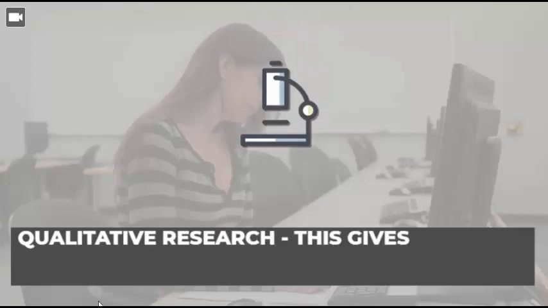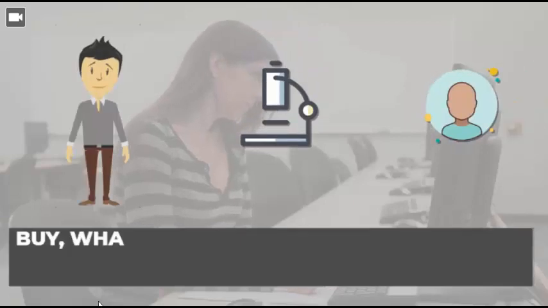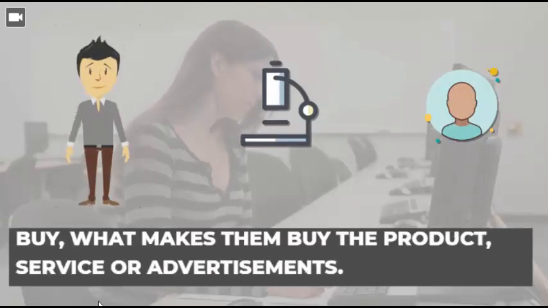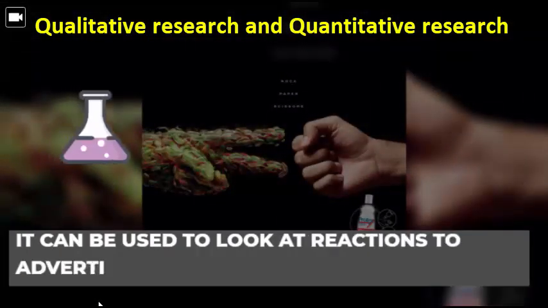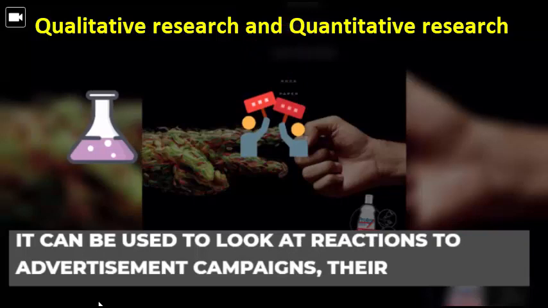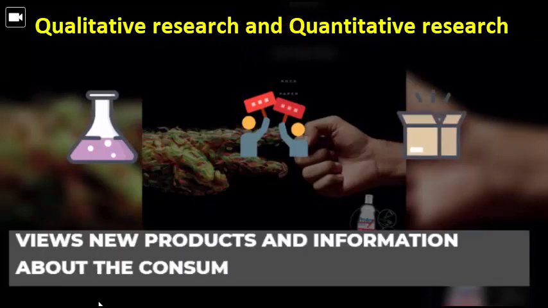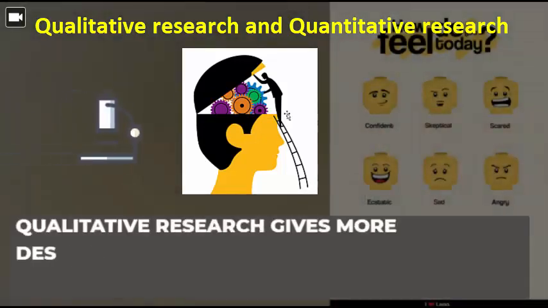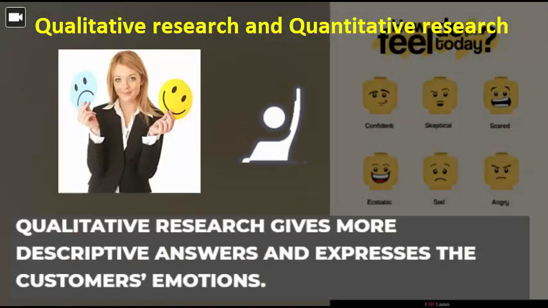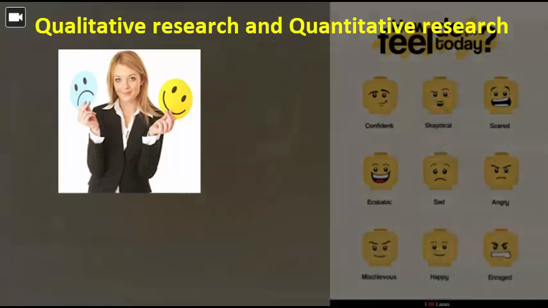Qualitative research. This gives information on the reasons people buy, what makes them buy the product, service or advertisements. It can be used to look at reactions to advertisement campaigns, their views, new products and information about the consumer's preferences. Qualitative research gives more descriptive answers and expresses the customer's emotions.